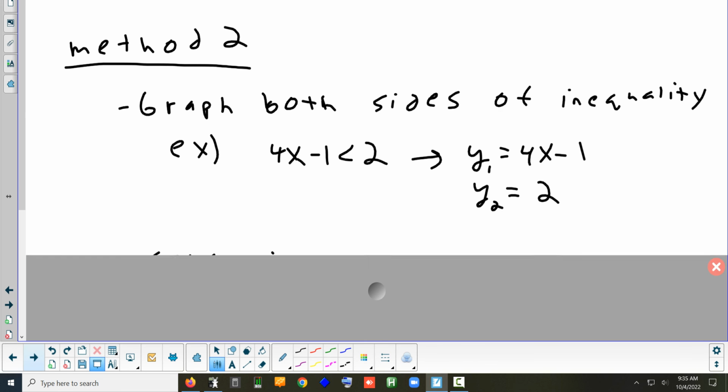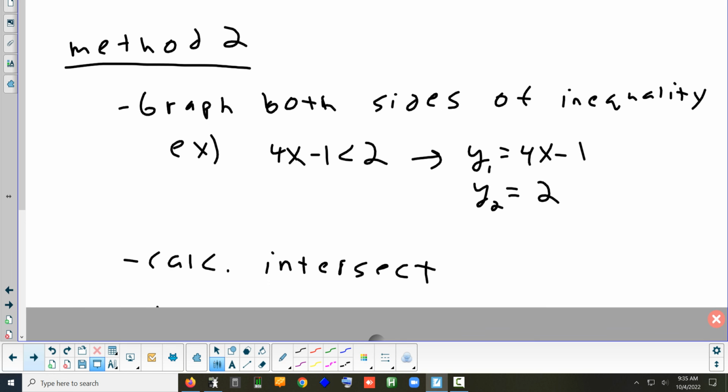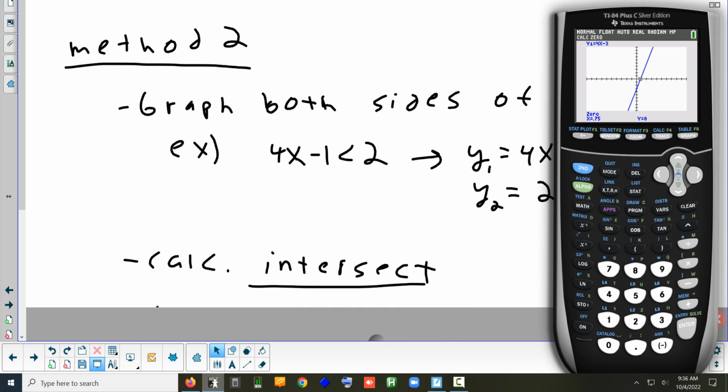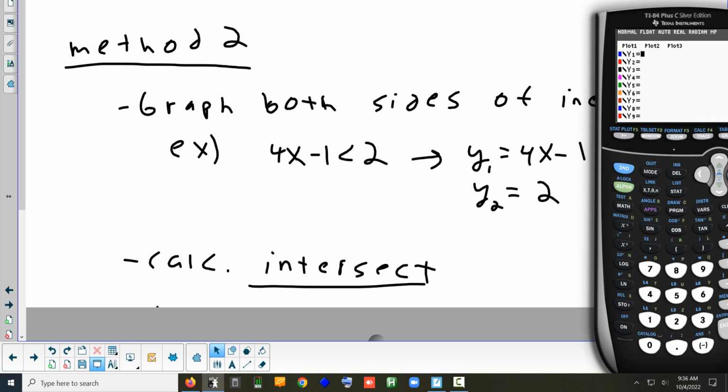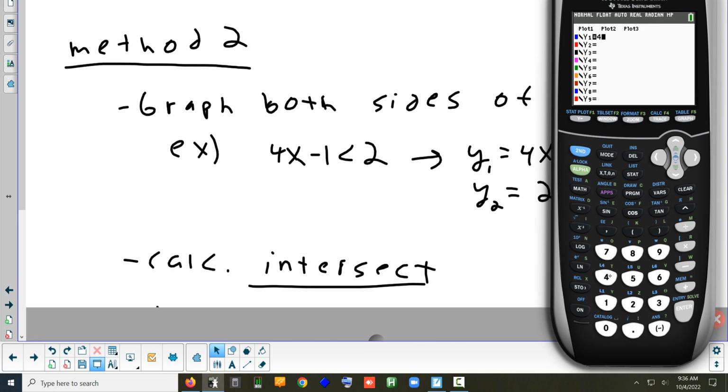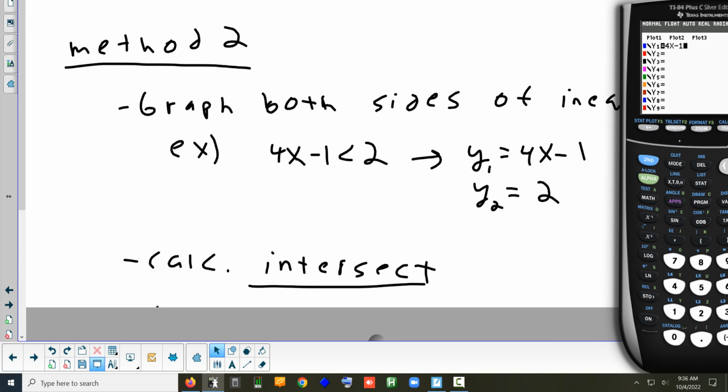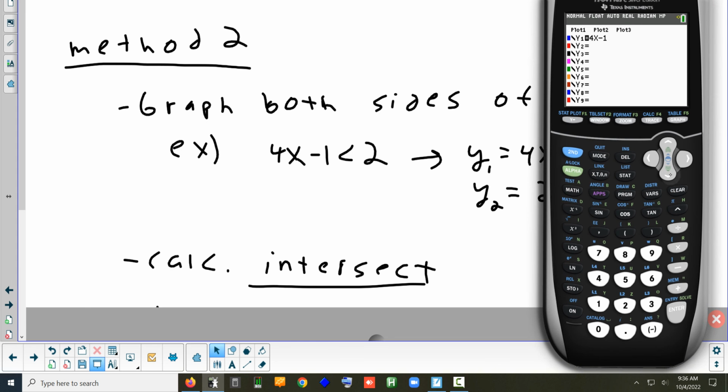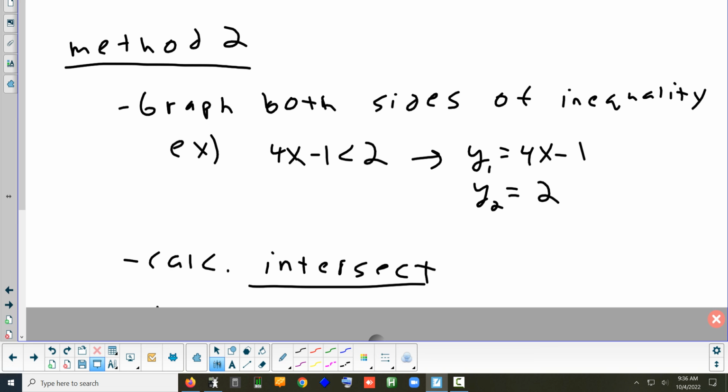So method 2, pretty much the same thing, but instead of using root, we're going to use intersect. When you do it as an intersect problem, you don't need to rearrange anything and get it equal to 0. All you have to do is put the left side in y1. Put the right side in y2. And my 4x minus 1 is blue. This one is going to be red.